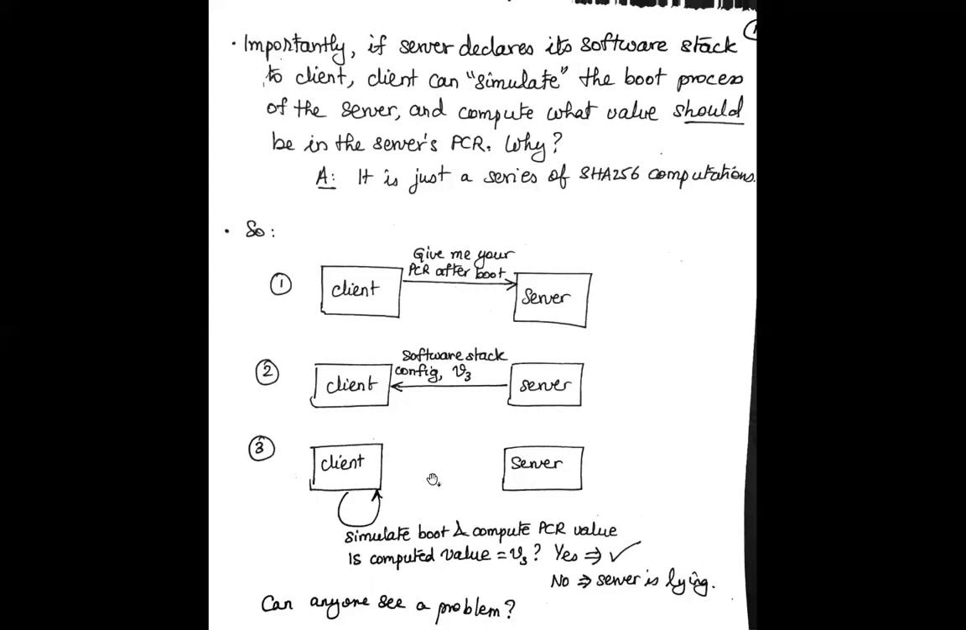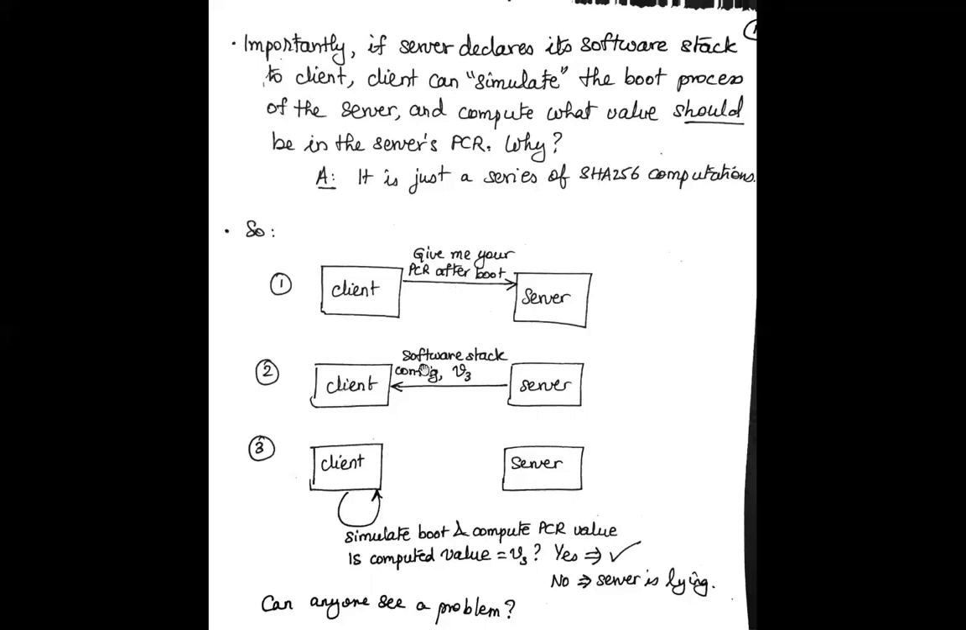Okay, so can anyone see a problem with this protocol? Like, if this is what our protocol is. So the problem is replay. The server in this particular case, once it knows that v3 is the hash for this software stack, every time the client asks this question, it can just replay this answer. Hey, I'm running the software stack and here's v3.